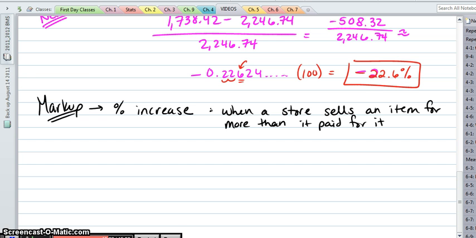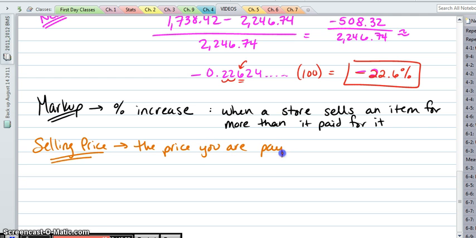Okay. The selling price of an item is what a customer pays for it. It's what you're paying for. The price you are paying. And a discount, which is lovely, is the amount by which the regular price is reduced. And this is a percent decrease.